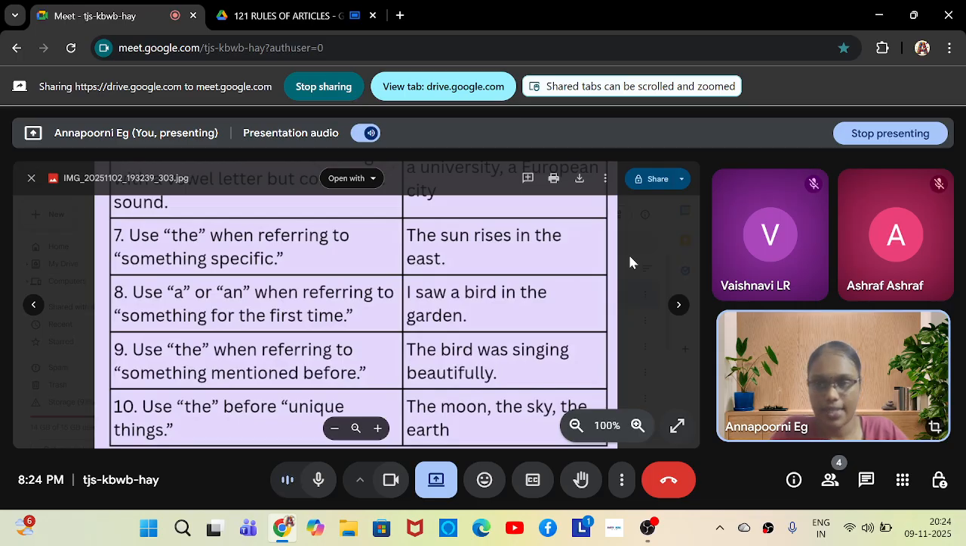Okay. Now let's look at the eighth use. Use a or an when referring to something for the first time. If you are speaking about something for the first time, you have to use either a or an. For vowel sounds, you use an, and for consonant sounds, you use a. Okay. Shabna, can you read the example? 8-1. The sentence for 8-1, okay?